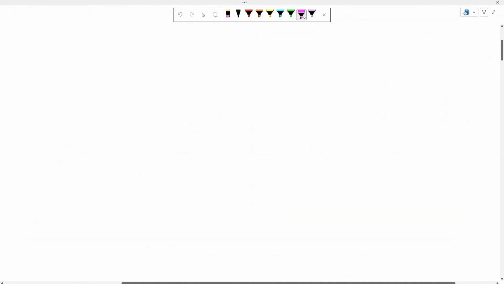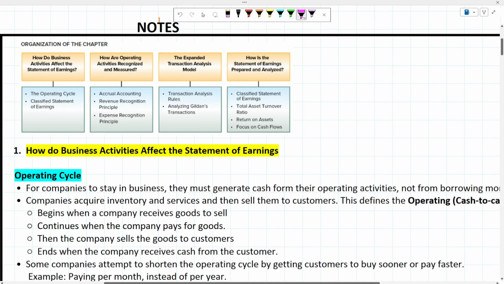So, organization of the chapter. Here we have how business activities affect the statement of earnings: you have your operating cycle and the classified statement of earnings. Then we have how operating activities are recognized and measured: accrual accounting, the revenue recognition principle, and the expense recognition principle. Then we have the expanded transaction analysis model and the transaction analysis rules, analyzing Gildan's transactions. Gildan is the t-shirt company that we'll be using as an example. How is the statement of earnings prepared and analyzed? The classified statement of earnings, total asset turnover ratio, return on assets, and a focus on cash flows.